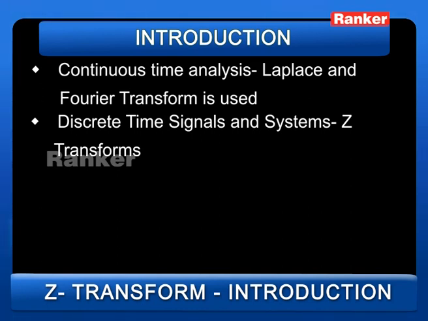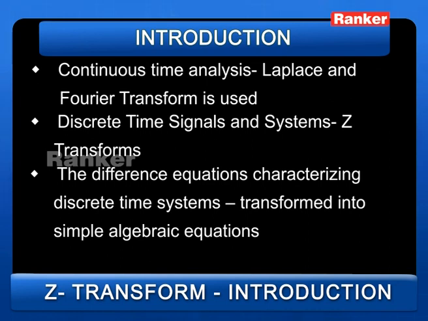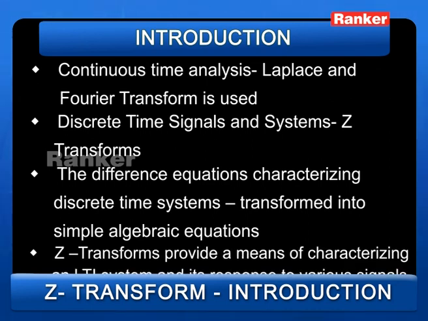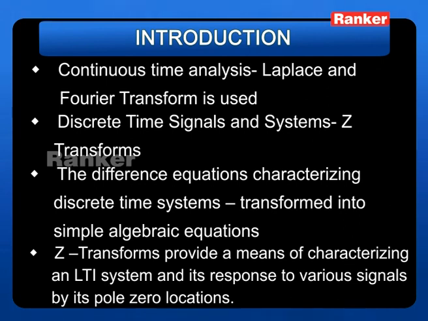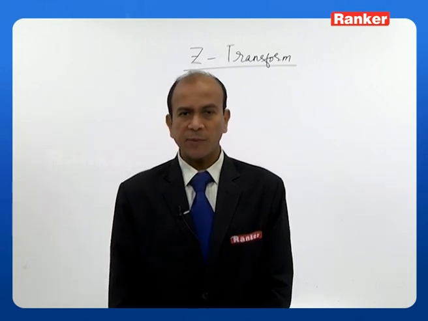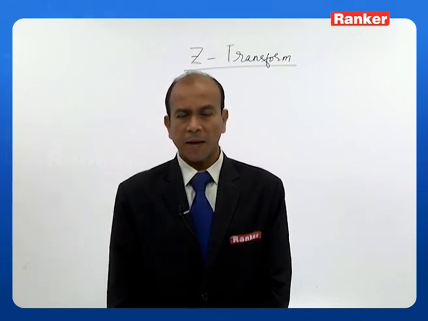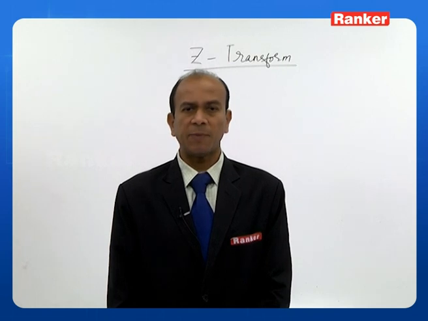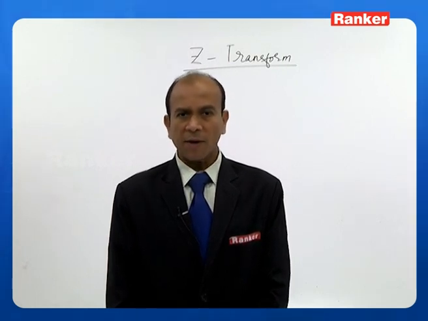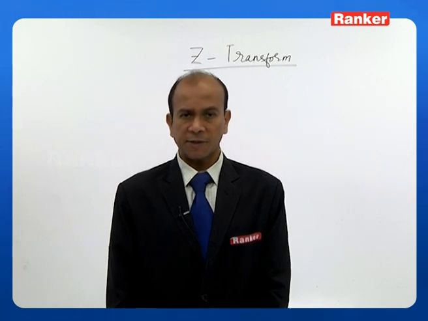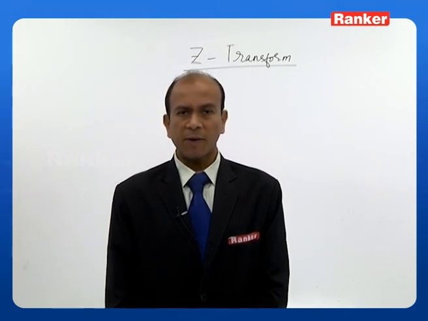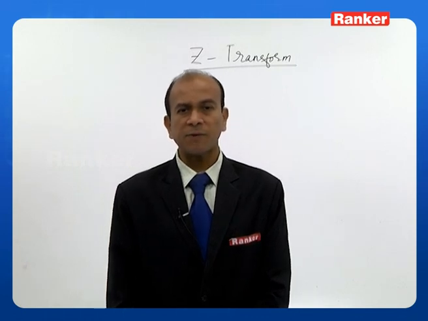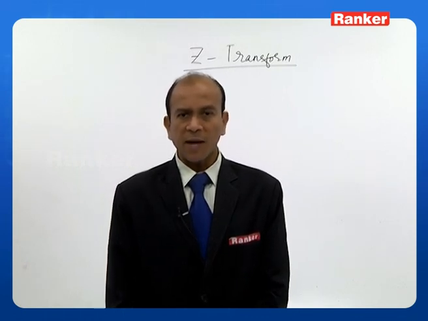The advantage of using a Z transform is that when I apply it to a difference equation, we will get a simple algebraic equation. Z transforms provide a means of characterizing an LTI system and its response to various signals by its pole-zero locations. So, Z transforms are used for discrete time signals, and when a difference equation is given and I apply a Z transform to it, I will get a simple algebraic equation which is easily solvable. And when I want to characterize an LTI system, applying a Z transform lets me find the response of the system in terms of poles and zeros. That is the main advantage of using Z transforms.